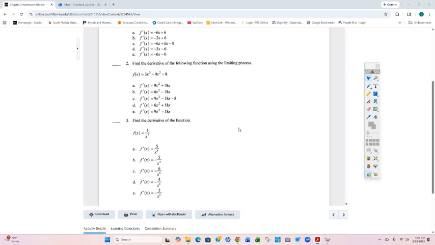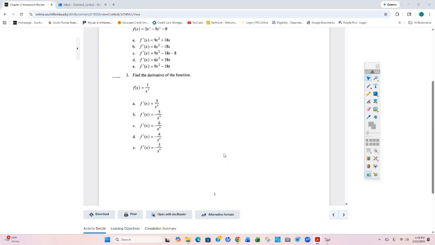Question 2. Find the derivative of the following function using the limit process. The equation is f of x equals 3x cubed minus 9x squared minus 8. Answer A, f prime of x equals 9x squared plus 18x. Answer B, f prime of x equals 6x squared minus 18x. Answer C, f prime of x equals 9x squared minus 18x minus 8. Answer D, f prime of x equals 6x squared plus 18x. Answer E, f prime of x equals 9x squared minus 18x. The correct answer for number 2 is E. That came from section 2.1.